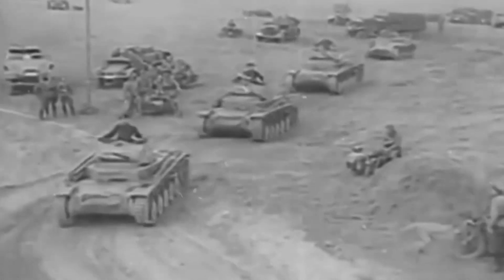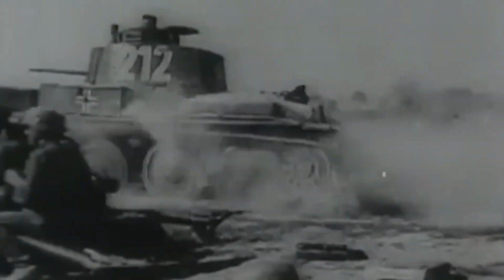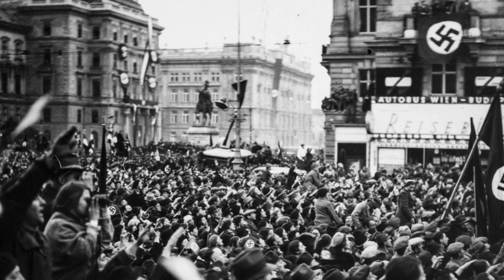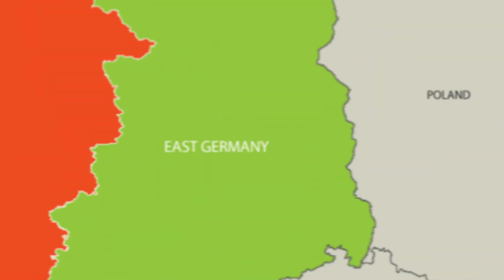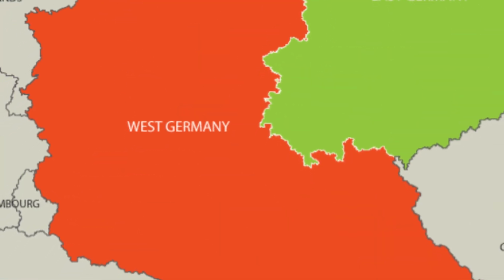The Nazis implemented aggressive policies that led to the outbreak of World War II in 1939. The war resulted in horrific destruction and loss of life, as well as the horrors of the Holocaust. Germany's defeat in 1945 marked the end of Nazi rule, and the country was divided into two parts: East Germany, controlled by the Soviet Union, and West Germany, backed by the United States and its allies. The Cold War had begun.